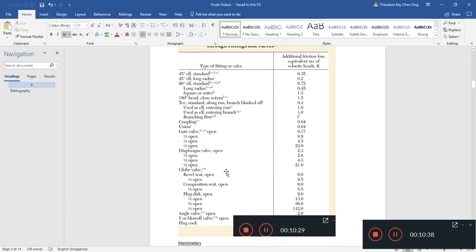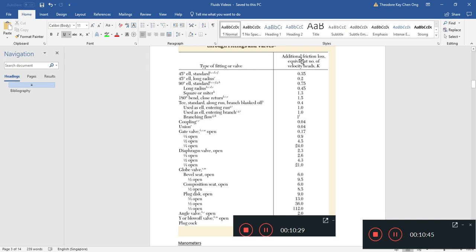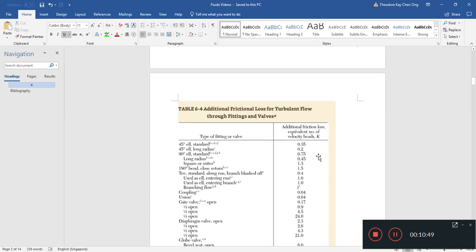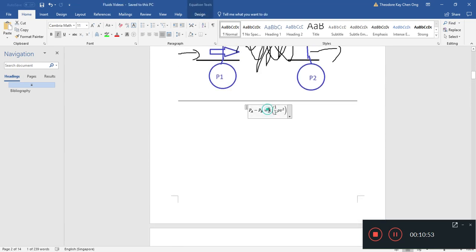Okay, 10 minutes in. I shouldn't make my video too long. Additional friction loss, equivalent number of velocity heads, and then you have this big K here. So this big K is a similar thing to what this K is here.